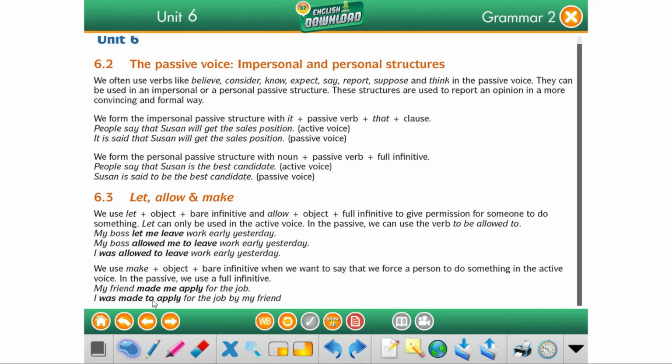Remember that we said that we have to use a full infinitive with the verb. So the verb here is apply, so I add to apply for the job. But who made me do it? My friend, so I write the object by my friend. Okay, these structures are pretty easy.